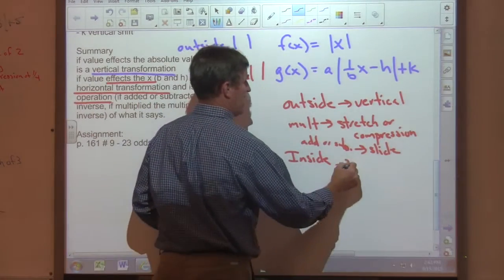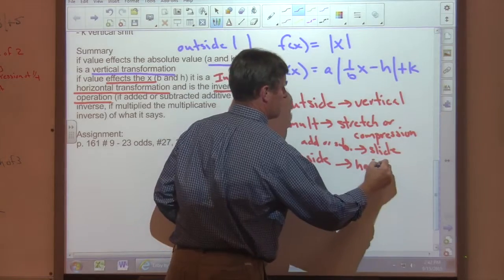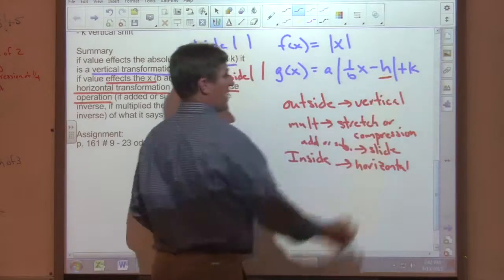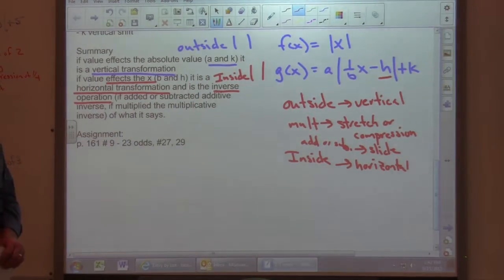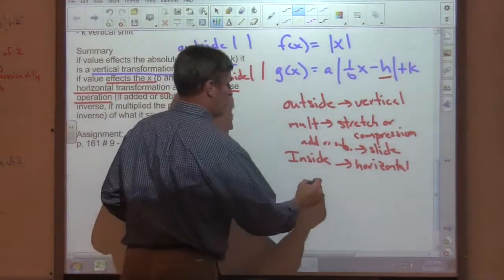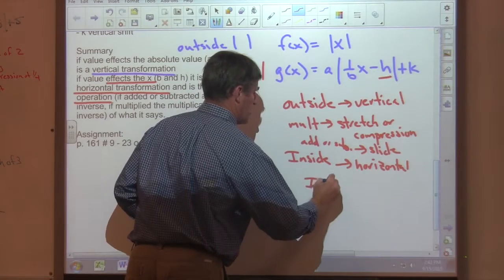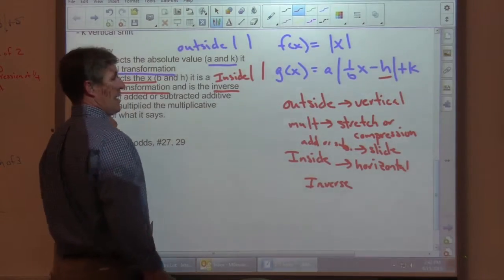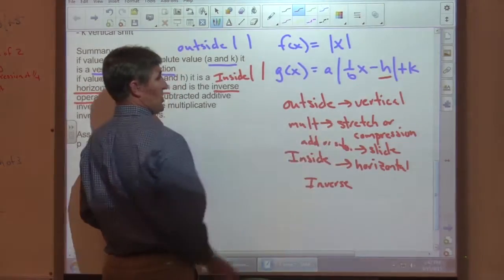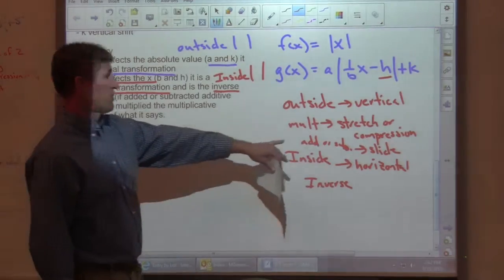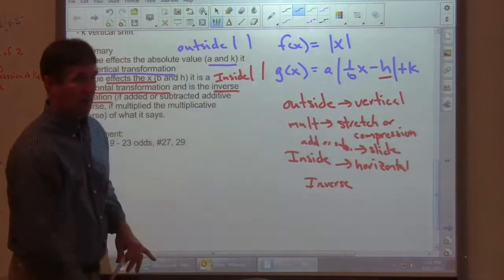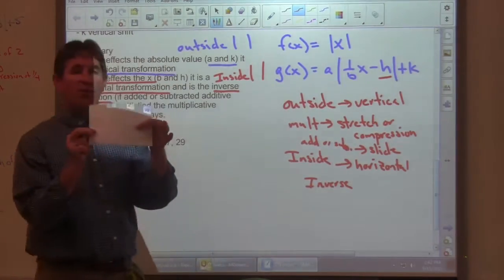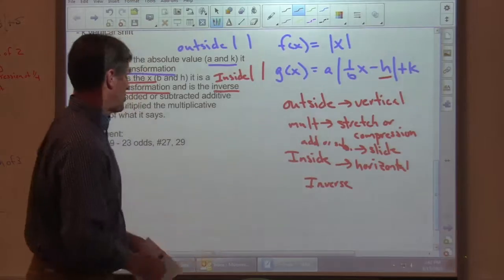If it's inside, then it's horizontal. Easy way to remember this, remember the letters that are inside. The h is inside for horizontal. Then, it's always the inverse of what it says. And again, if it's multiplication, it's a stretch or compression, and addition or subtraction, it's a slide, just left or right, because it's horizontal. So on these sheets, I'm going to give you 3 examples, and I want you to put these examples on the sheet.